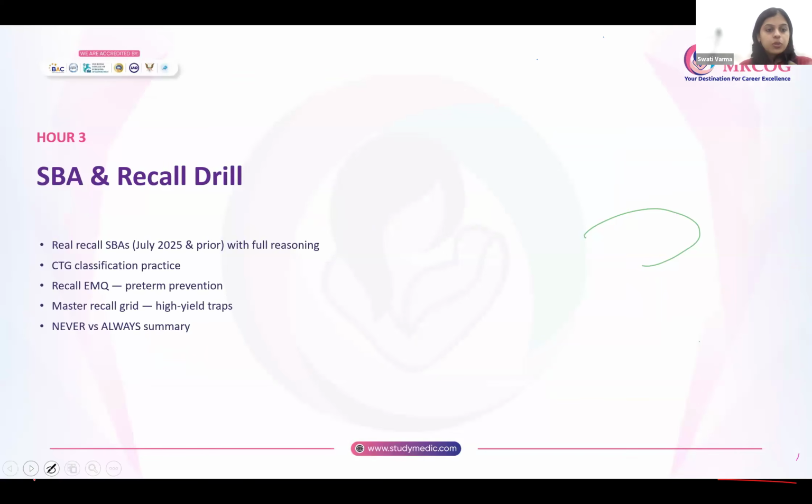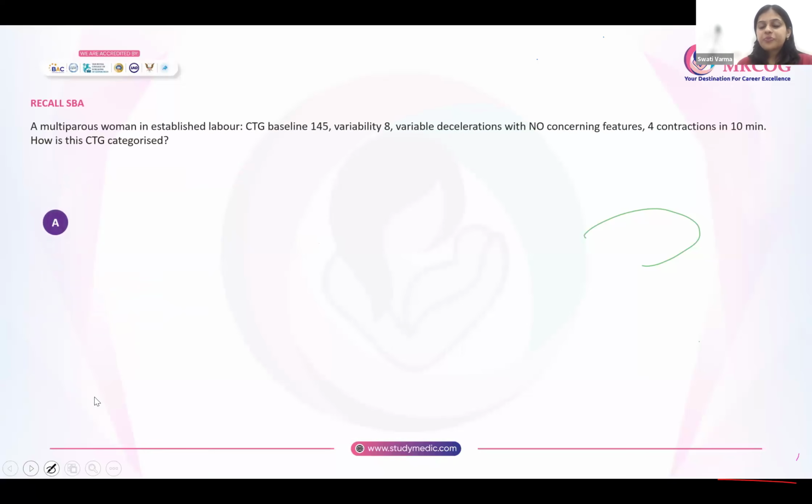Now let's come to our final R, that is SBA and recall drill. So this will get a bit interesting. We will be giving you recall SBAs July 25 and prior with full reasoning along with CTG classification practice, recall EMQs, especially focused on preterm prevention, then master recall grid along with high yield traps, and at last, never versus always summary. Now let's have a look at questions.